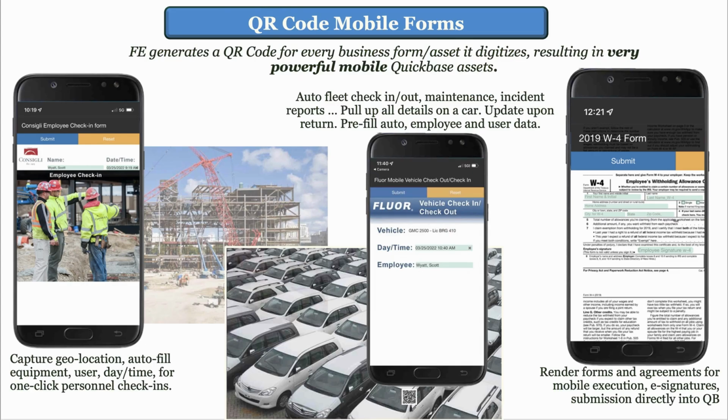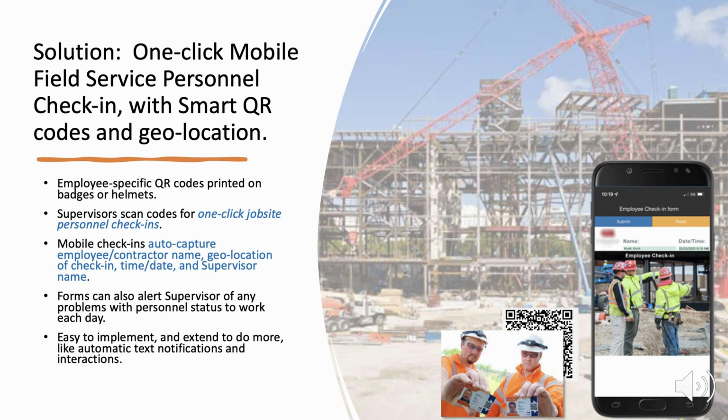For the exciting new mobile capabilities, we've developed an easy way to generate smart QR codes that can be employee-specific, company vehicle-specific, equipment, facility, or inventory-specific. So QR codes can be auto-generated to be employee-specific, printed on security badges for field services, for instance.